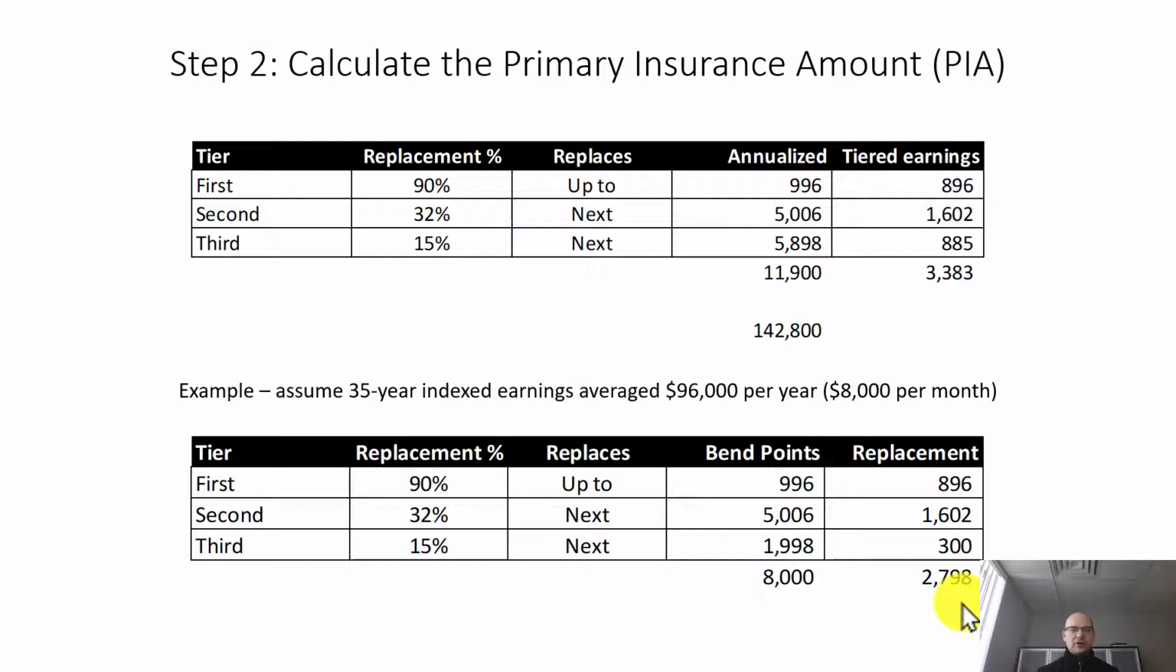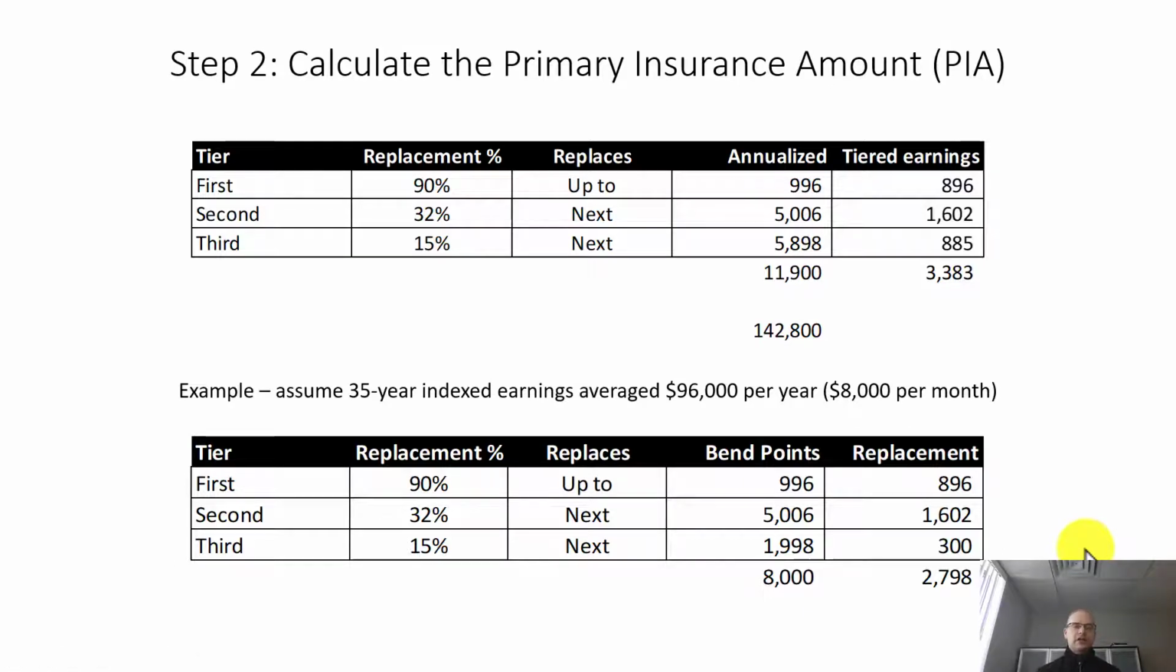Also, just as a reminder, the maximum amount of monthly earnings subject to the benefit formula in 2021 is this $11,900. So I just want to emphasize that to help you understand how this process works. So no matter how much money you make, again, even if you're Bill Gates or Elon Musk, $11,900 is the highest amount that's going to get run through the formula for a maximum primary insurance amount in 2021 of $3,383. So that's how the benefit formula works.